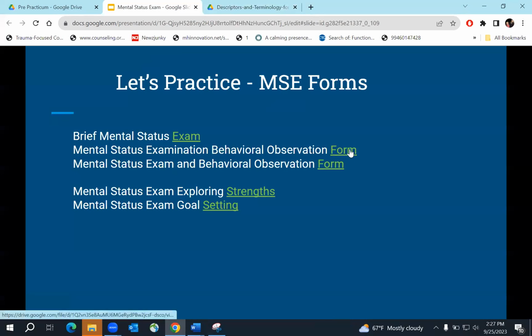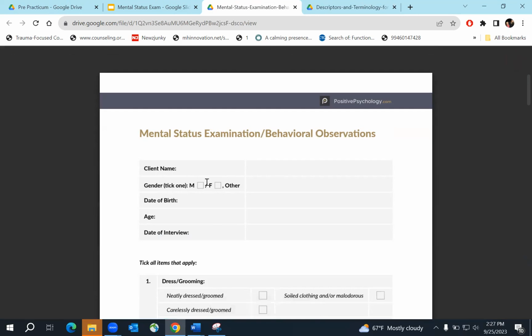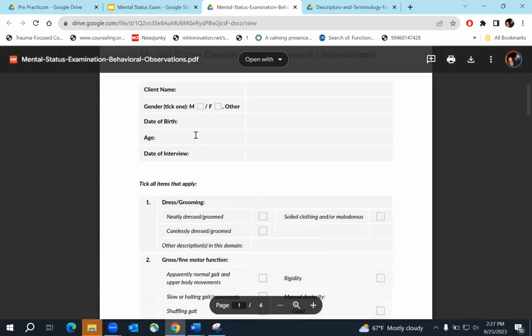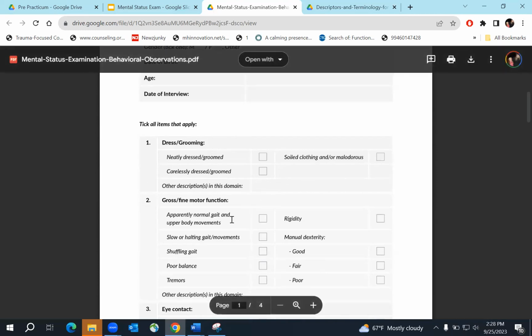Now we're going to look at the mental status exam behavioral observation form. So again, it's a fill-in. You're going to fill in the client's name and gender. This is a little bit old and outdated in terms of gender, so you can just write in their gender, whatever they identify as, date of birth, age, date of interview. And then this goes into it a little bit more deeply, right? So their dress and their grooming: are they neatly dressed and groomed, carelessly dressed and groomed, soiled clothing, and then other descriptors in this domain.